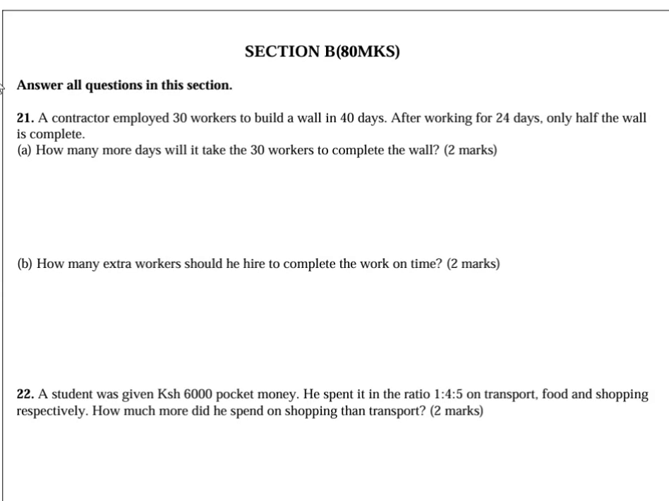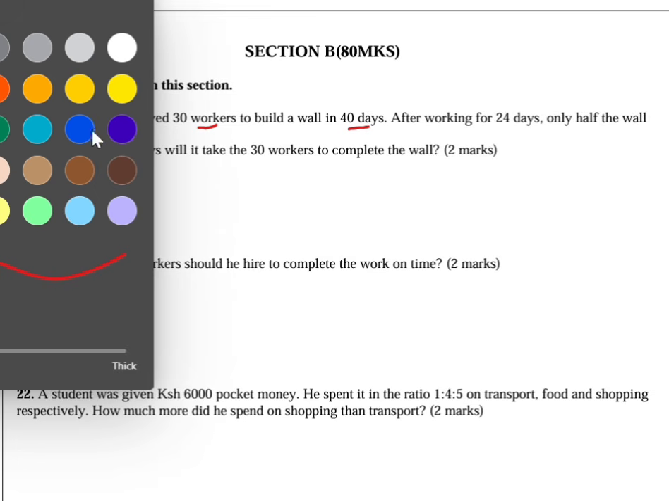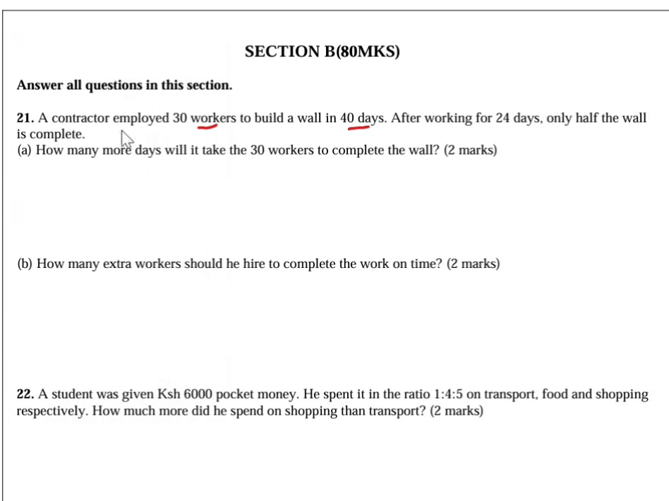So number 21 reads: a contractor employed 30 workers to build a wall in 40 days. After working for 24 days, only half the wall is complete. How many more days will it take 30 workers to complete the wall? 2 marks. So this is rates of work. I'm going to put here the way I taught you in section A.